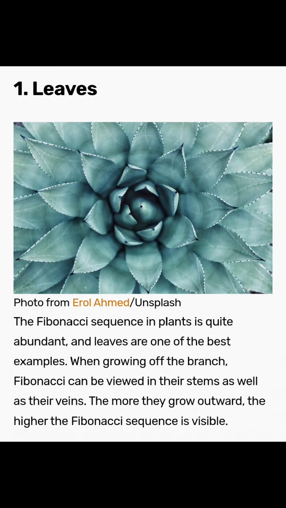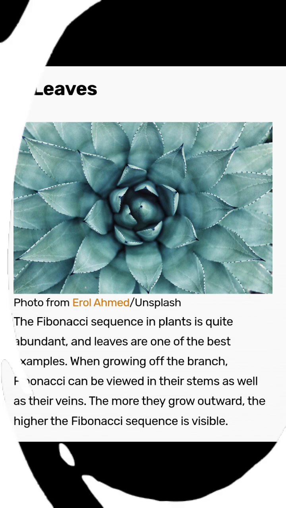And the first example of Fibonacci is leaves. A photo from Errol Ahmed on Unsplash. The Fibonacci sequence in a plant is quite abundant, and the leaves are one of the best examples. When growing up, the branching of Fibonacci can be viewed in their stems as well as their veins. The more they grow outward, the higher the Fibonacci sequence is visible.